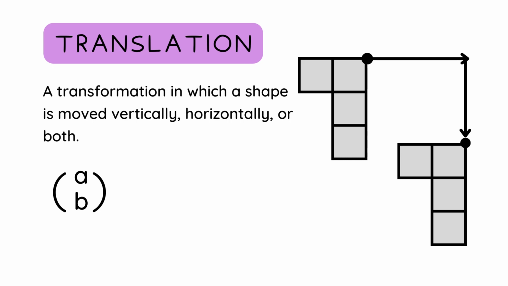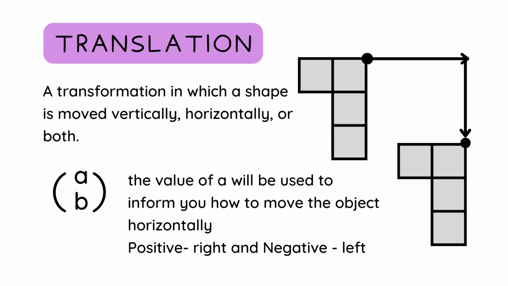We need to know, right? What is the meaning of the value of A there? And what is the meaning of value B over there? Okay, we will start with the A. The value of A will help you to understand how to move the object horizontally. Horizontally means that you can move it to the right, you can move it to the left. If the value of A is positive, then you just need to move the object to the right. And if the value of A is negative, then you just need to move the object to the left, of course.